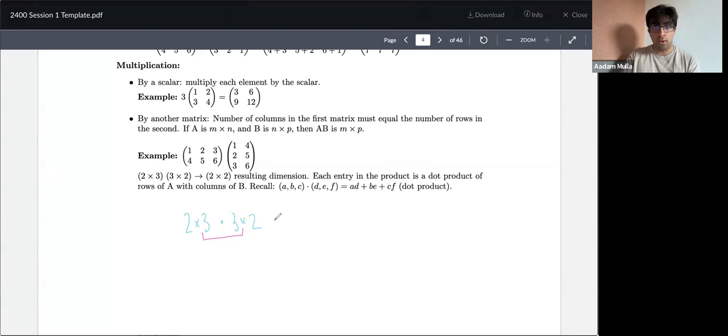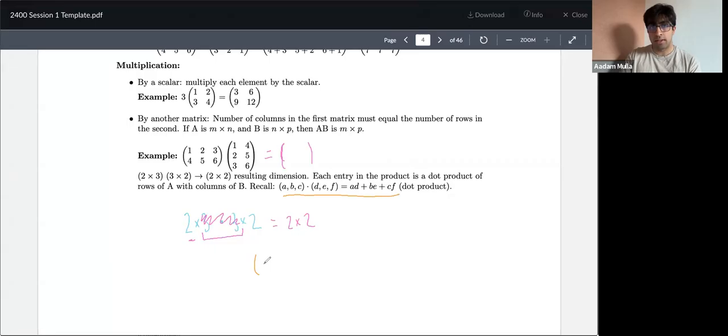The way you figure out what the output is, if you have a 2 by 3 times a 3 by 2, you imagine ignoring these threes, and then the output will be a 2 by 2 matrix. So the output of this multiplication will be a 2 by 2 matrix. Now, how do we actually do the multiplication? We go through every row and every column, and we take the dot product. The dot product is given right here.